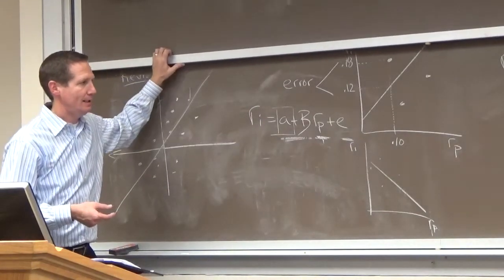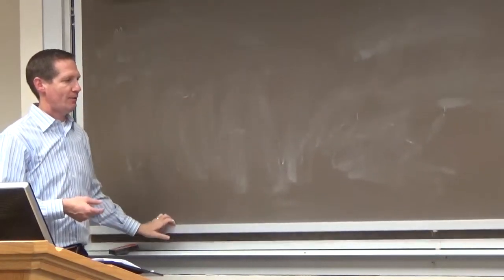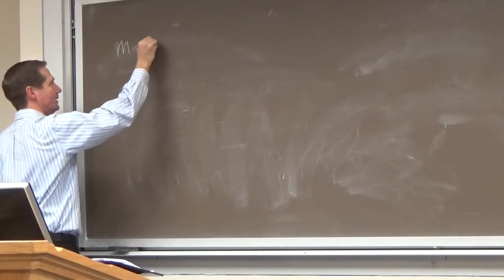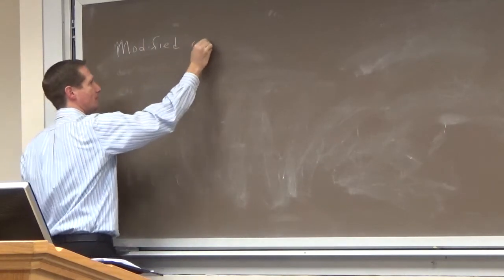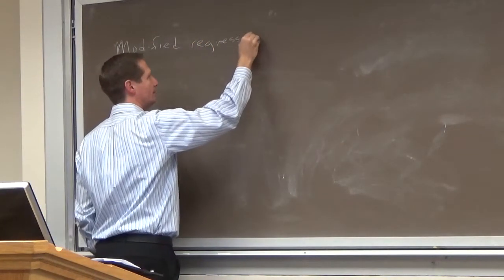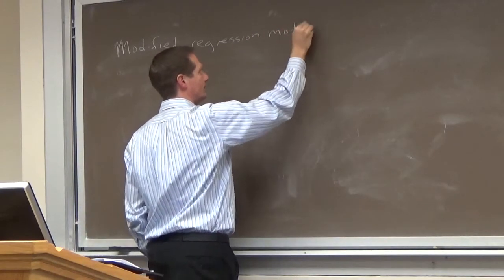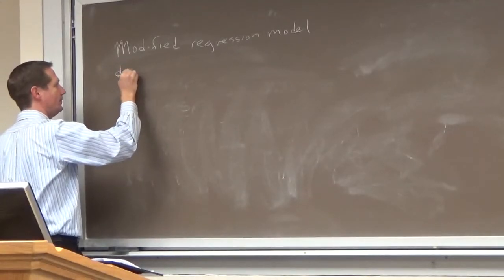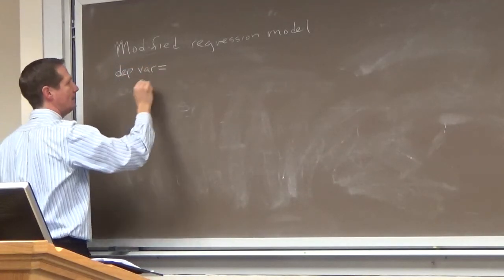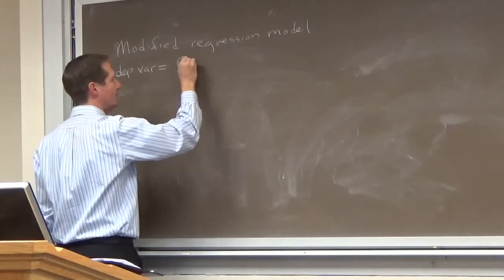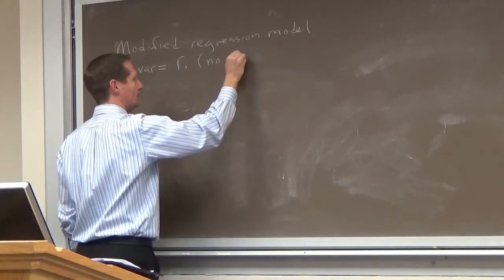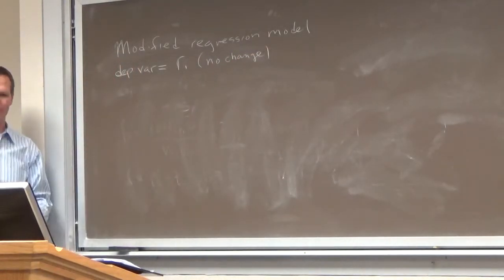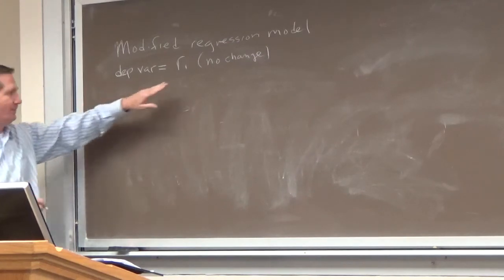This is the main thing we want to focus on for the rest of the day. So let's talk about a modified regression model. Our dependent variable is going to equal the stock return, and that's no change from before. Our dependent variable, our y variable, is still going to be the stock return.